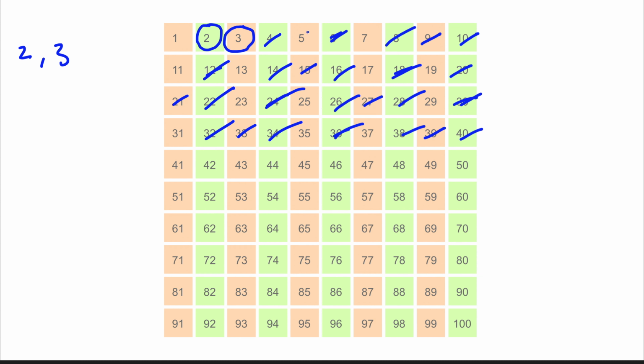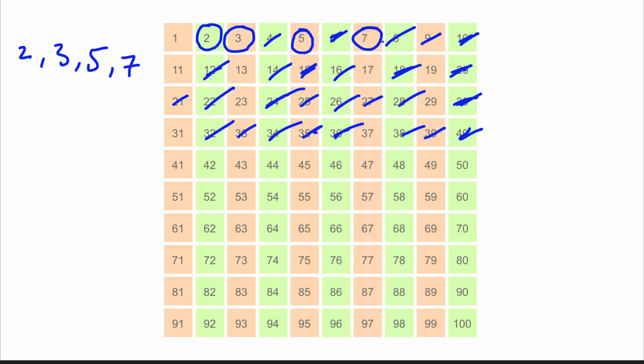Now look at 5, that wasn't crossed out, so that's our next prime. We've recovered. And then all the multiples of 5 are crossed out. 10's already crossed out, 15, 25, 20, 30, 35, 40, and so on. And then we look at 6, that's already crossed out, 7, that's the next prime.